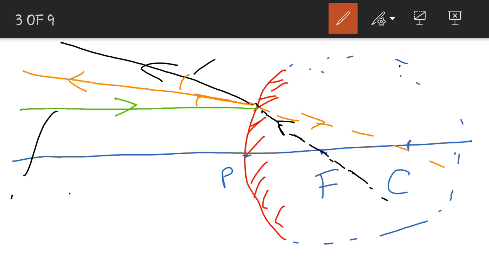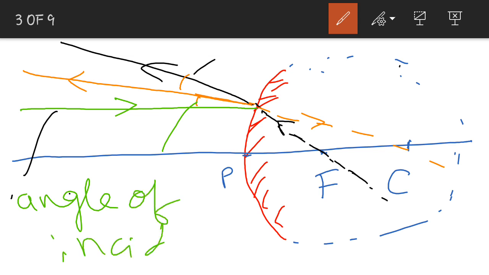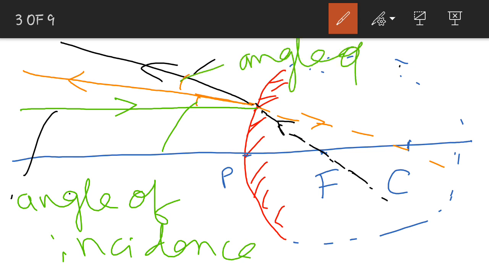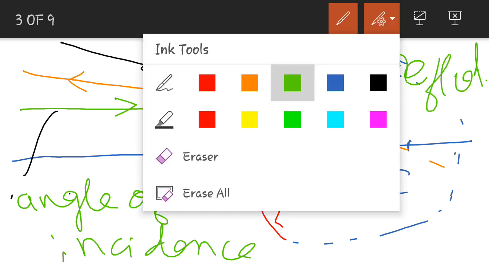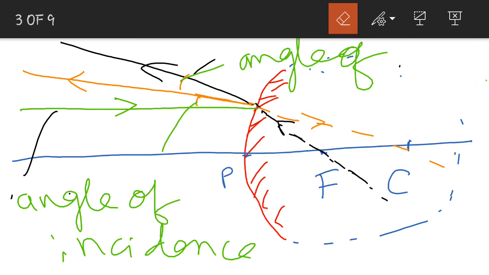So this is our angle of incidence. This is our angle of incidence, and this is our angle of reflection. Angle of reflection. This will be your answer for the question. So, this will be reflection.